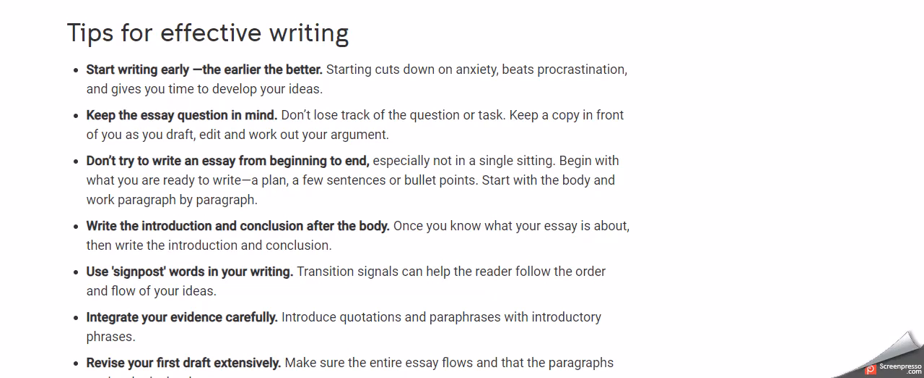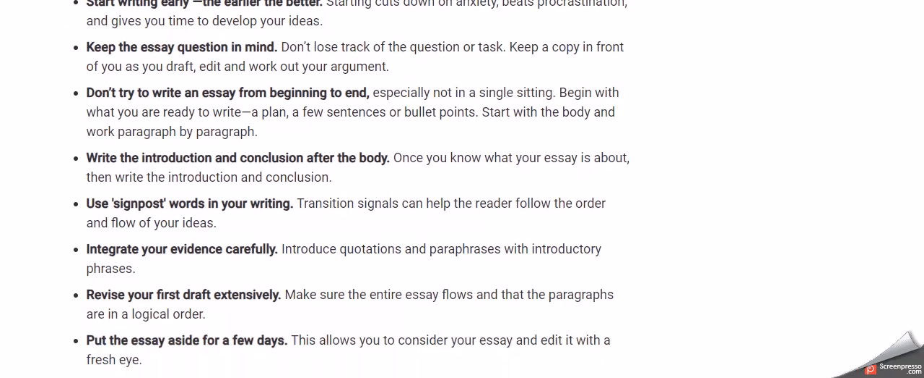Write the introduction and conclusion after the body. Once you know what your essay is about, then write the introduction and conclusion. Use signpost words in your writing. Transition signals can help the reader follow the order and flow of your ideas. Remember linkers and signal words. You need to use a lot of them to show at what point you are in your essay, so that the reader of your essay understands the gist of your words, okay? Or the message that you want to convey, okay?